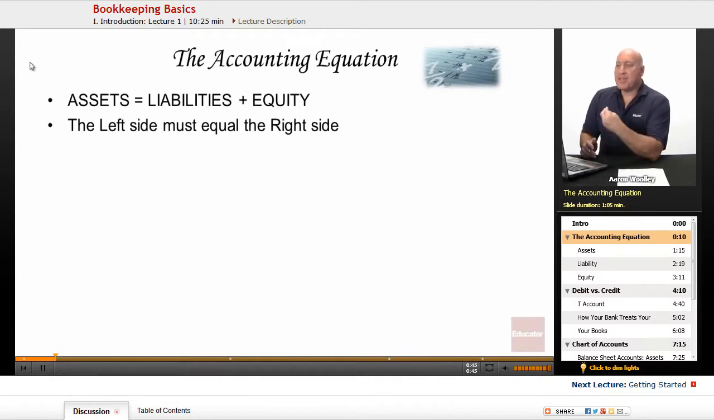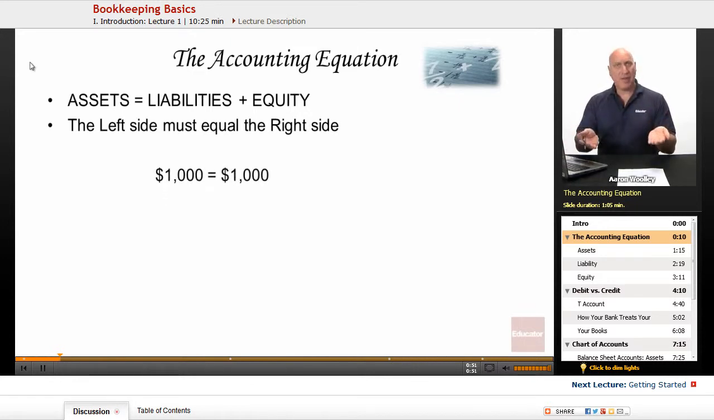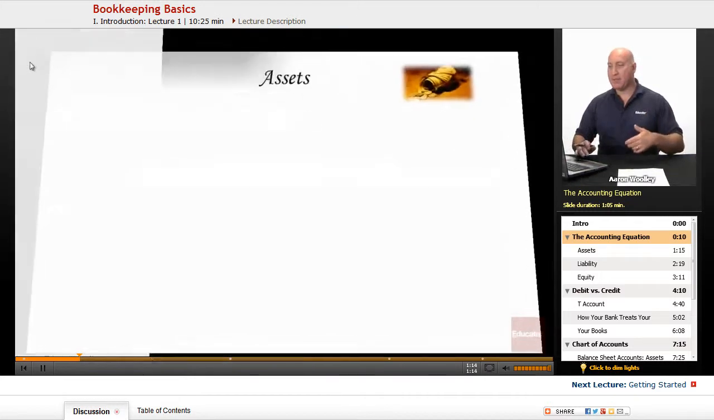But what this means is that the left side must always equal the right side. We must always be in balance when we're dealing with accounting. Everything has to be in balance. So if we have $1,000 in assets, we may have $1,000 in equity. So that would be in balance. If we have $1,000 in cash, therefore we have $1,000 in equity. If we have a $1,000 vehicle and a loan or liability of $1,000, it's still in balance.